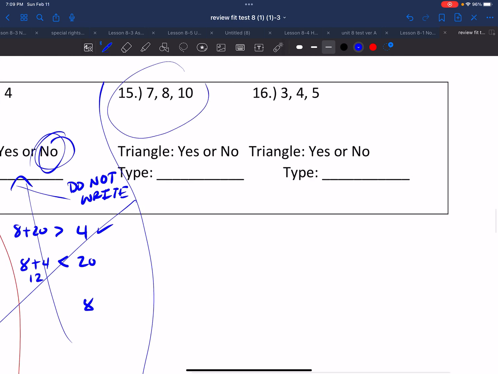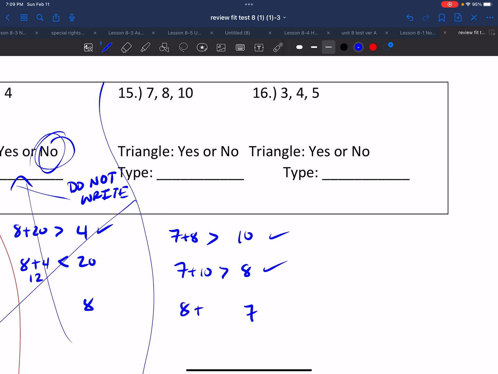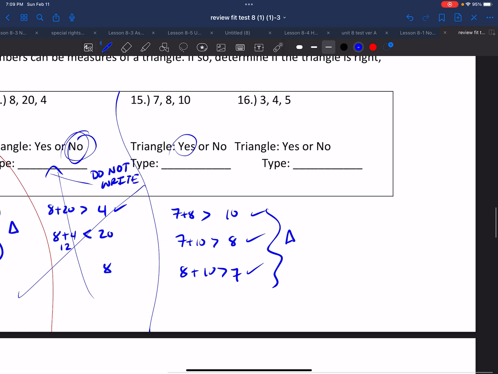Let's look at 15. I'm going to do 10, 8, and 7. So 7 plus 8, is that greater than 10? Yes. Let's see, 7 plus 10, that's greater than 8. And then lastly, 8 plus 10, that's greater than 7. So all of the inequalities hold true. It's a triangle. You can circle yes. And then you're going to figure out what type it is. So this here is A, B, and C. C is the longest side. So 10 squared blank, A squared plus B squared.